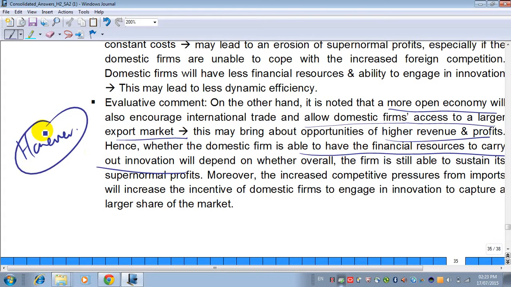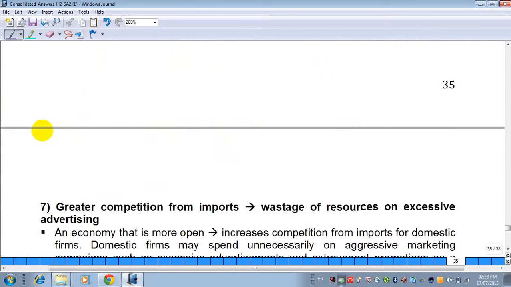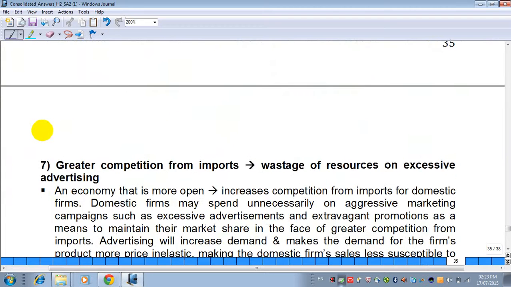However, it can be more dynamically efficient if this happens. Okay, and so this is my evaluative point, and it can be considered as part of the 4 marks that you get for overall evaluation.